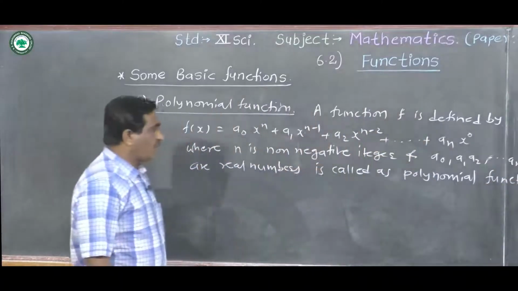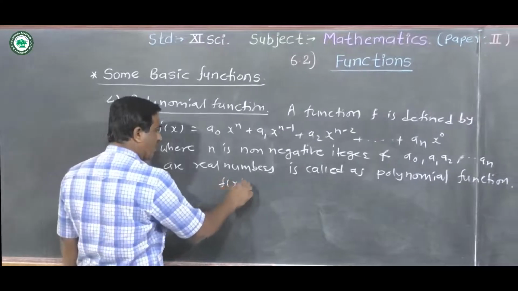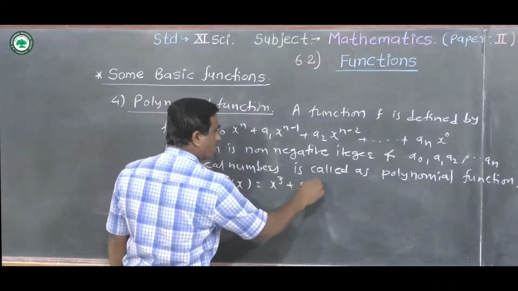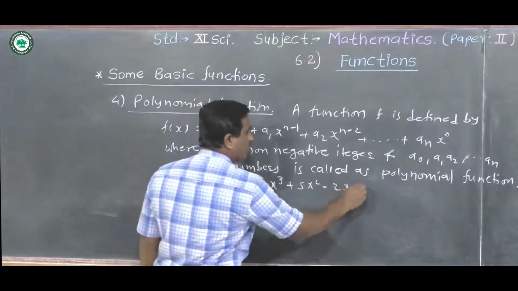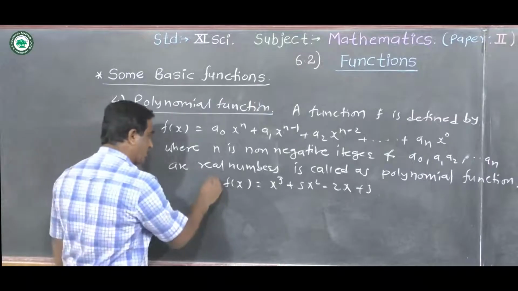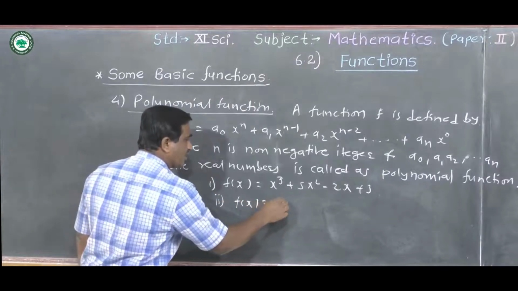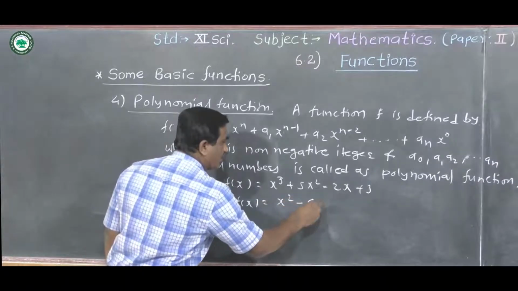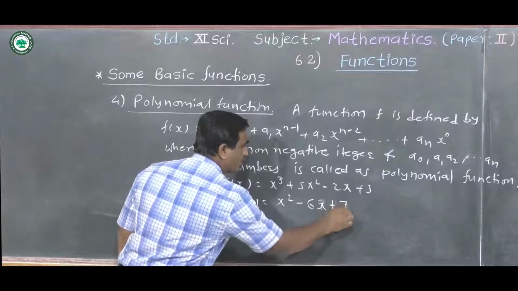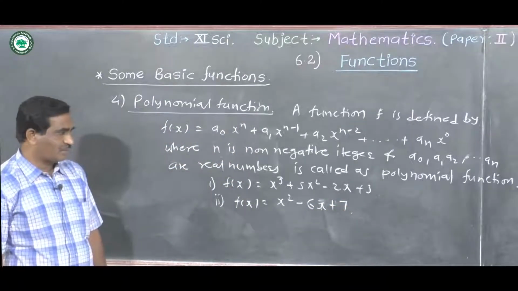Okay. Now you can see examples for polynomial function like this: f of x is equal to x cube plus 5x square minus 2x plus 3. This is the polynomial function. Second example is f of x is equal to again x square minus 6x plus 7. This is also polynomial function.